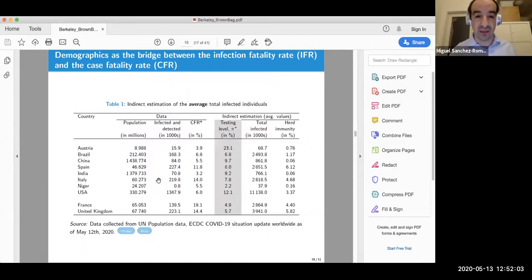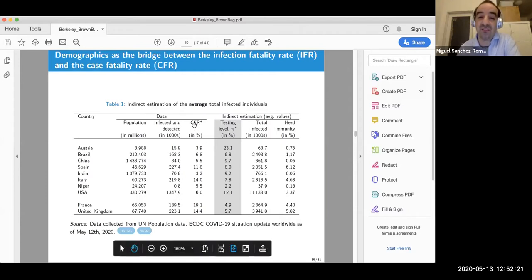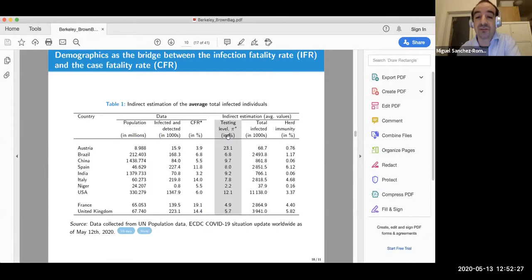So I will move to the next slide. Yesterday I was collecting new data from the ECDC, the European CDC, on the number of detected infected cases and the case fatality rate. Then I estimated, based on these ISO curves, the testing level that corresponds to the reported case fatality rate. We obtained that the testing level is around 23% for Austria, which means that this is around half of the people who are symptomatic.